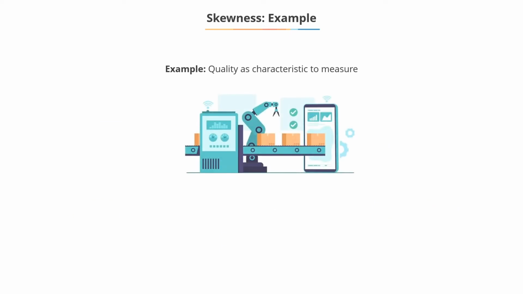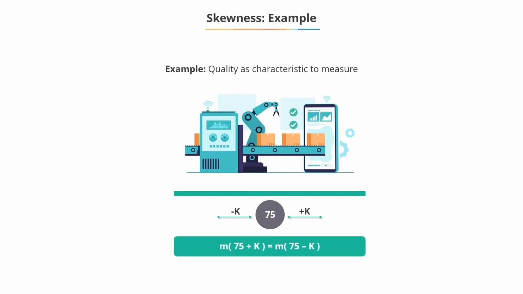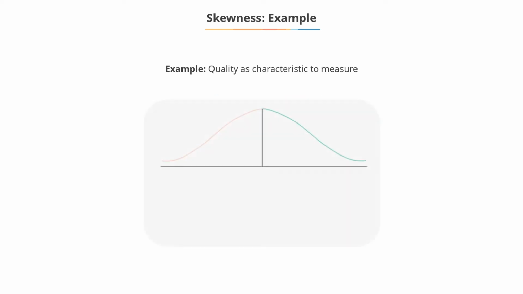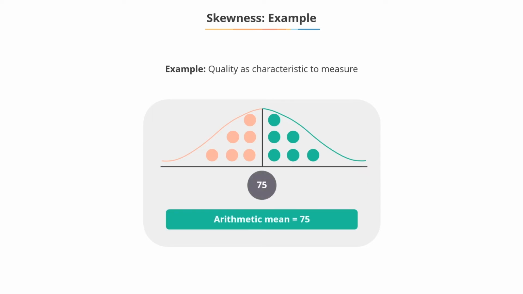Moreover, the manufacturing process should ideally be designed so that values below and above 75 by any magnitude are equally likely to occur. In other words, if 75 plus k occurs m times, 75 minus k also occurs m times. The frequency curve will then be symmetric around 75. The arithmetic mean will also be 75.